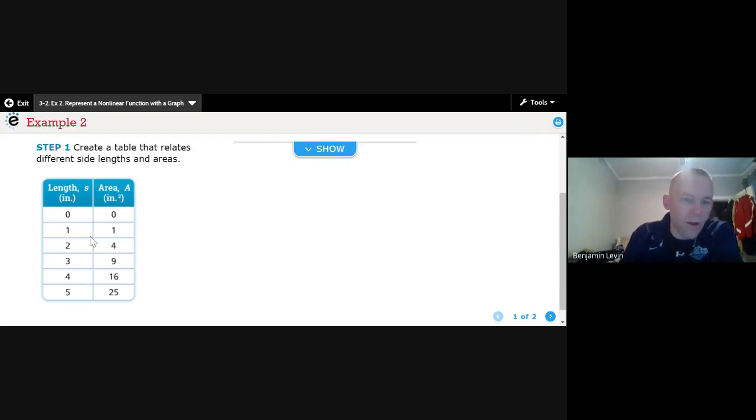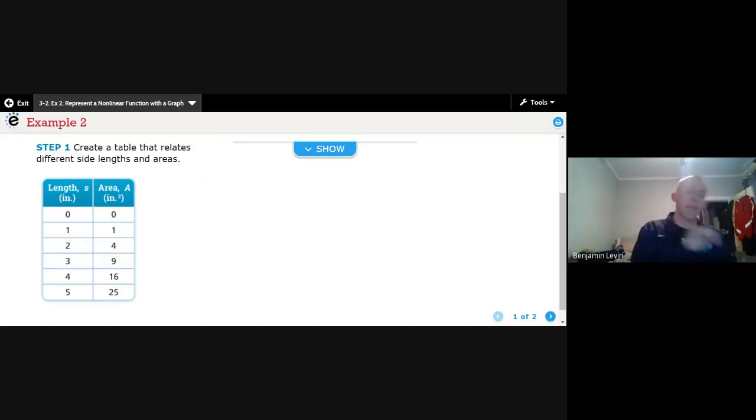If we had 1, 1, and then a 1, 4, we would not have a function, right? Because we would have two different outputs for the same input. But for this one, we have 6 different inputs, and they all have their own unique outputs, right? There are no duplicates. So we have a function, right?